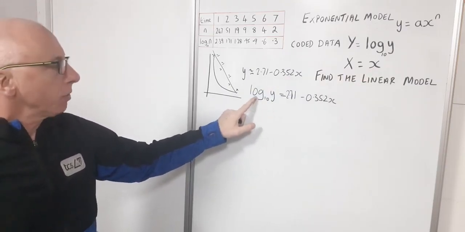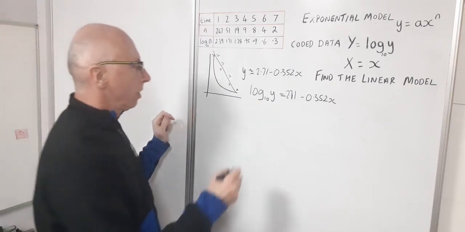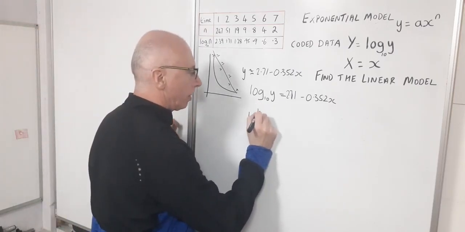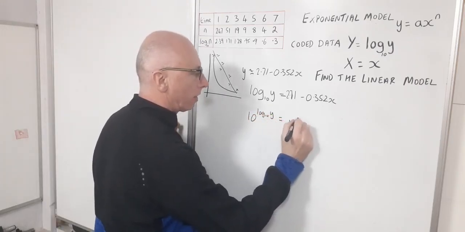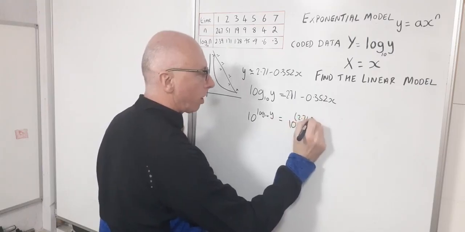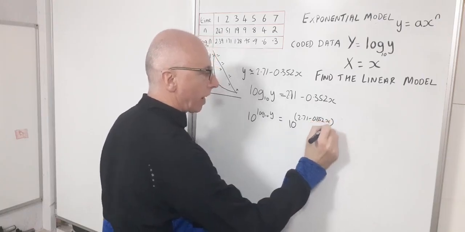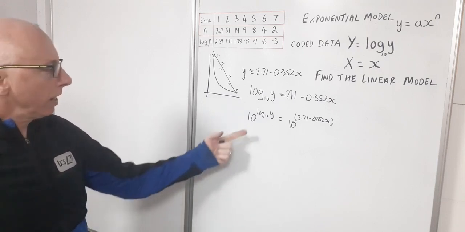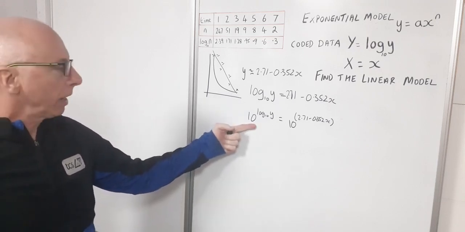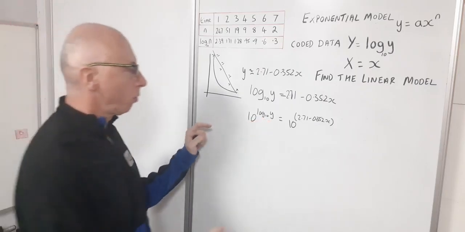So to do that, as we've got log base 10, we'll raise everything to the base 10. So now I've got 10 to the log base 10 of y equals 10 to the 2.71 minus 0.352x. Okay, now we can simplify. That's why we raised it to the base of 10. 10 to the log of 10 just cancels out and we leave ourselves with y.